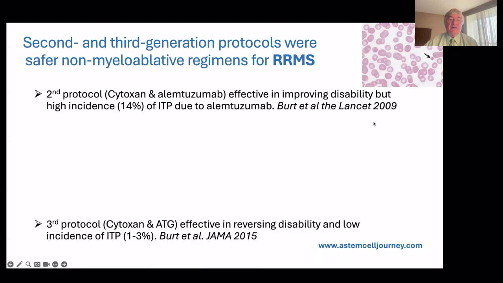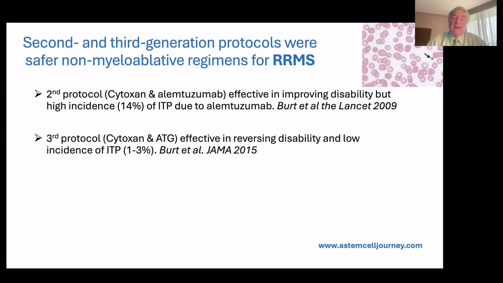So we went to our third generation protocol, which was Cytoxan and ATG. And that was effective in reversing disability with a very low incidence of ITP. We didn't totally eliminate it, but a low incidence of 1 to 3%. And we put that in JAMA in 2015. Again, I was first author.